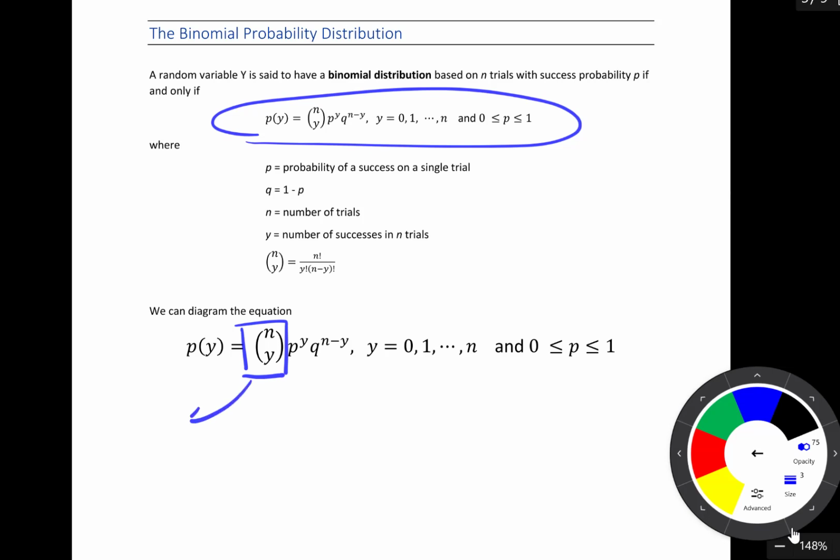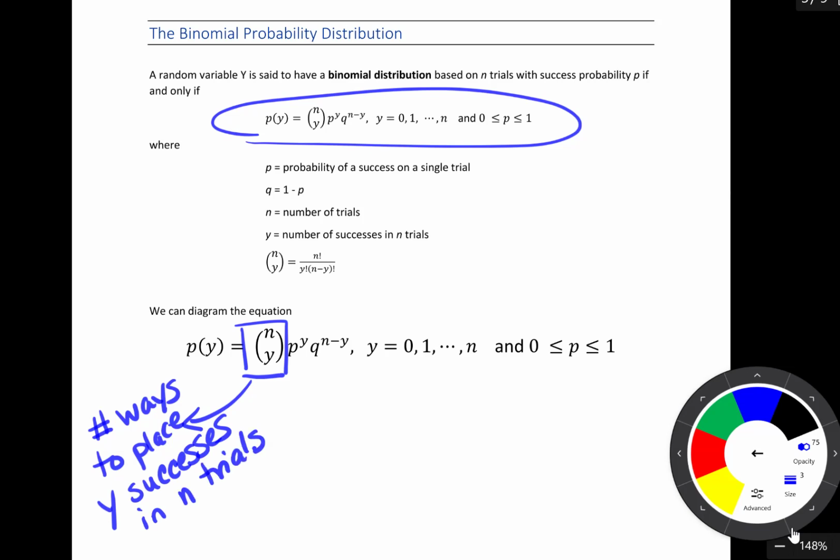Our first term here, our binomial coefficient, what this does is this tells us the number of ways to place y successes in n trials. Our second term, what this is, remember that p is the probability of success. So what we're doing here is we're taking p to the y power, where y is the number of successes.